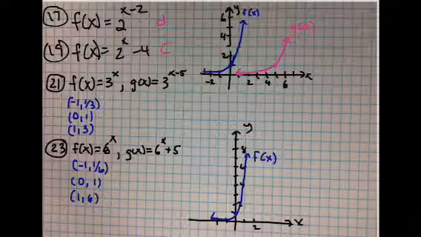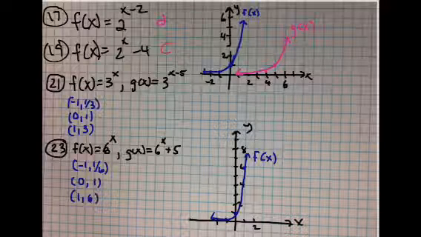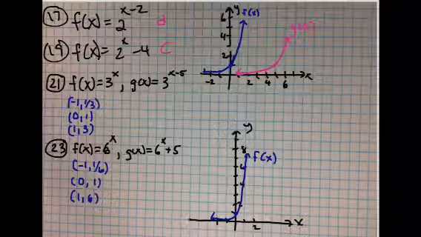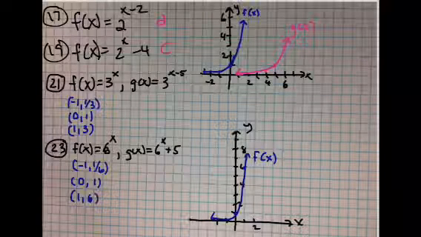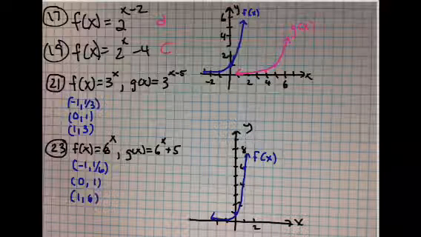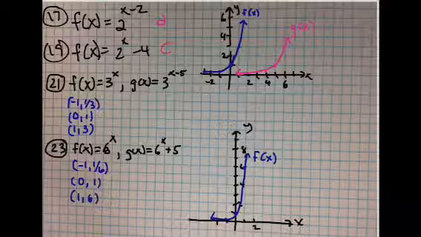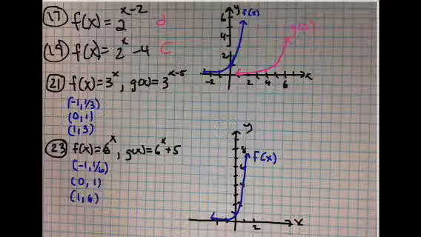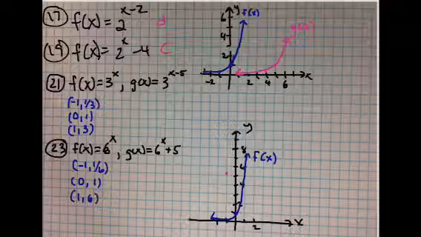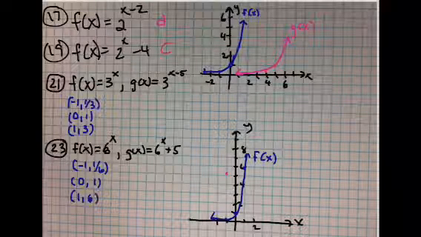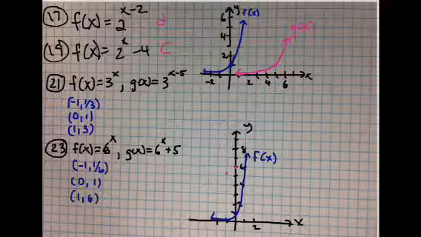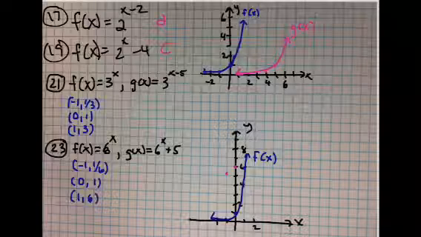Alright, for number 23, you have the plus 5, which means that the graph of f of x is translated 5 units up. So the y values are increased by 5. So instead of -1, 1/6, it's going to be -1, 5 1/6. So -1, 5 1/6, again, that's about there. Instead of 0, 1, it's going to be 0, 5 plus 1, 6, 0, 6. Instead of 1, 6, it's going to be 1, 11. So 8, 9, 10, 11 right there.